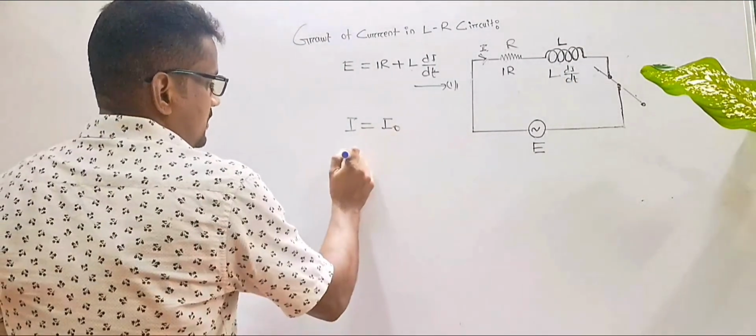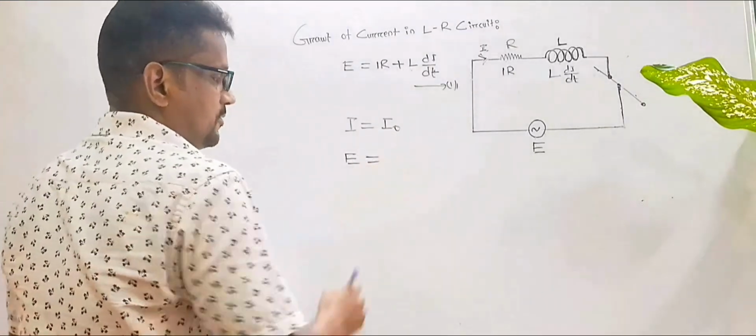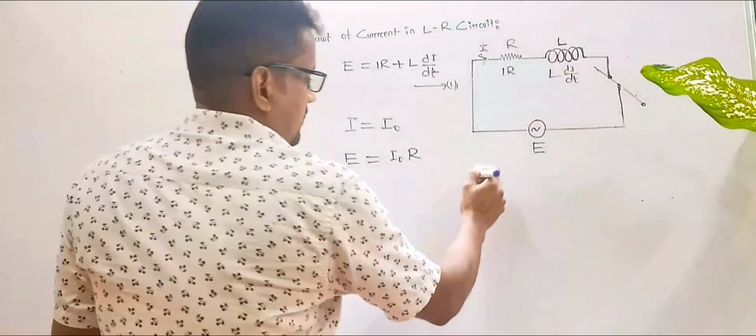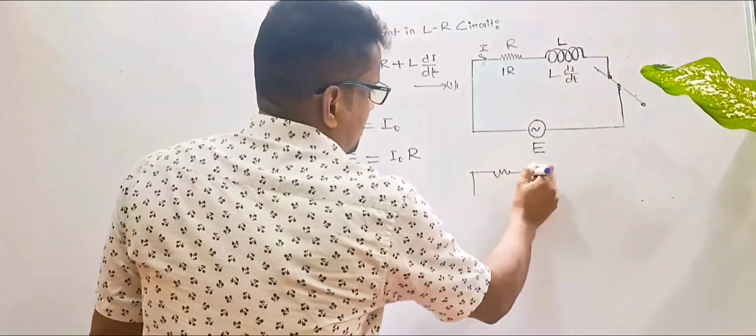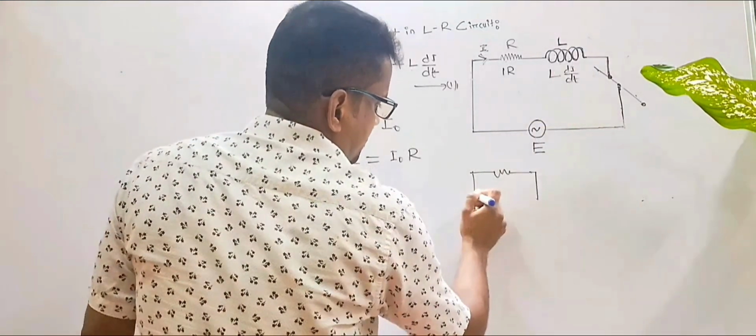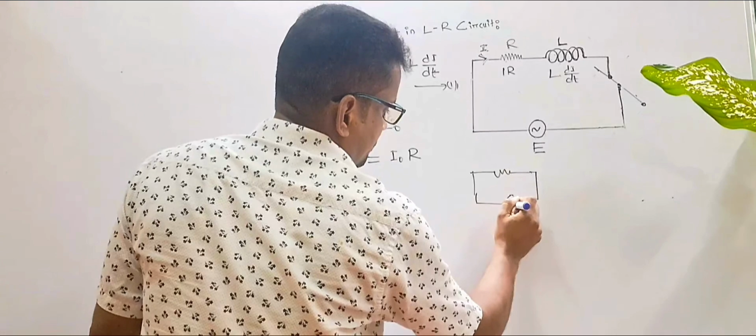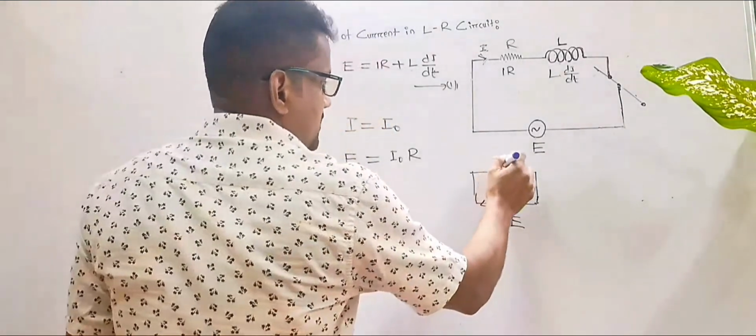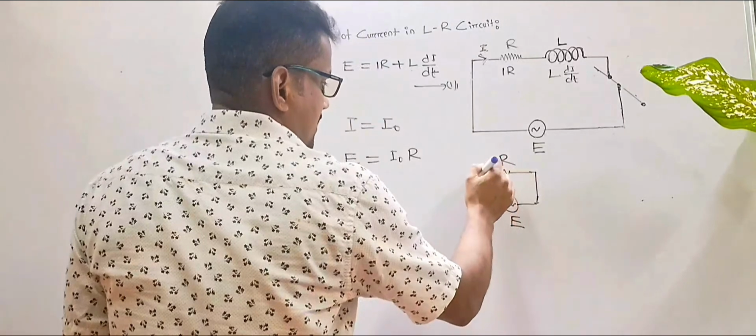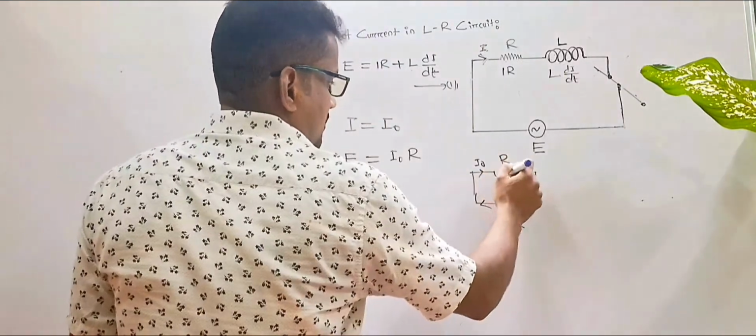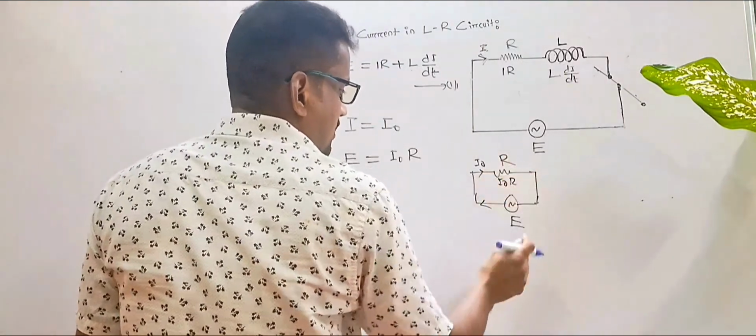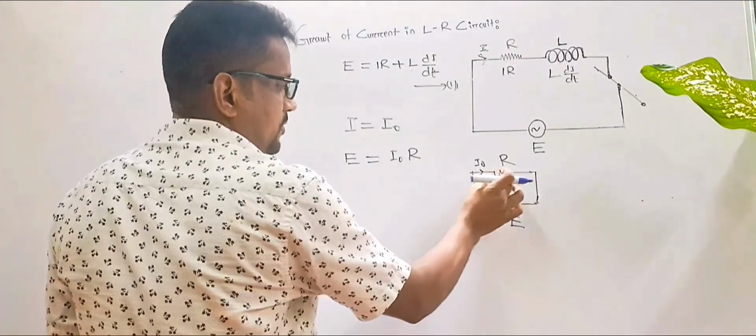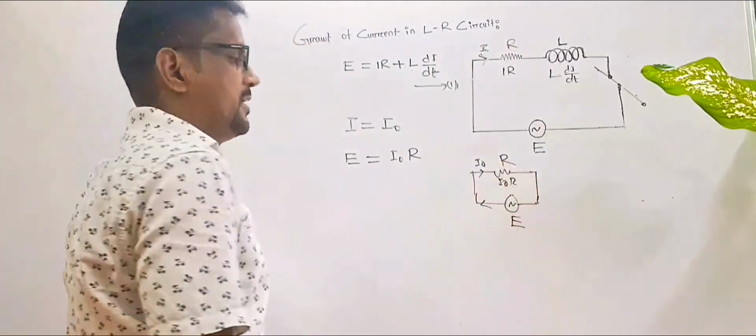In that case, the EMF will be exactly equal to I naught times R. You can imagine it this way: only the resistor, you remove the inductor from here. So here it is the resistor and the maximum current I naught we are considering, so here it will be I naught R. The total voltage is directly equal to the voltage of the resistor.